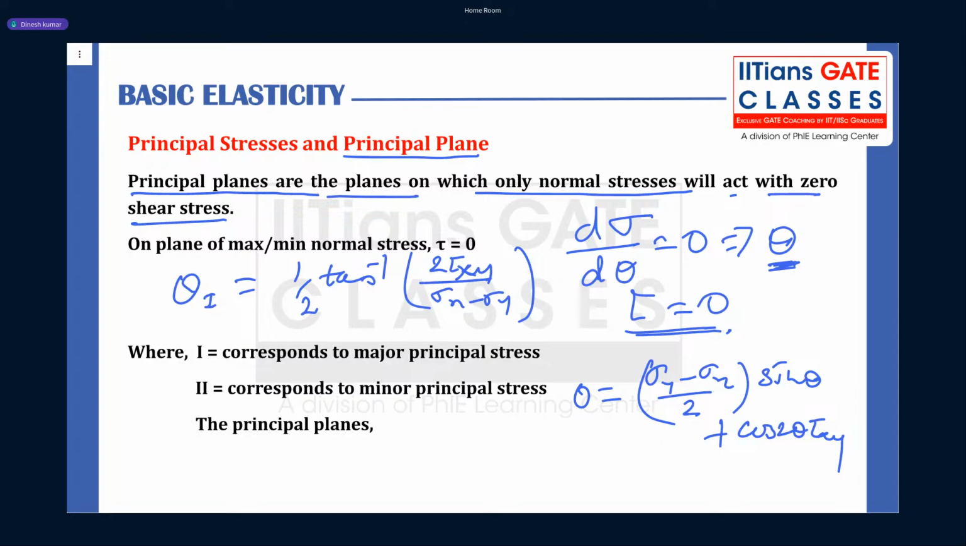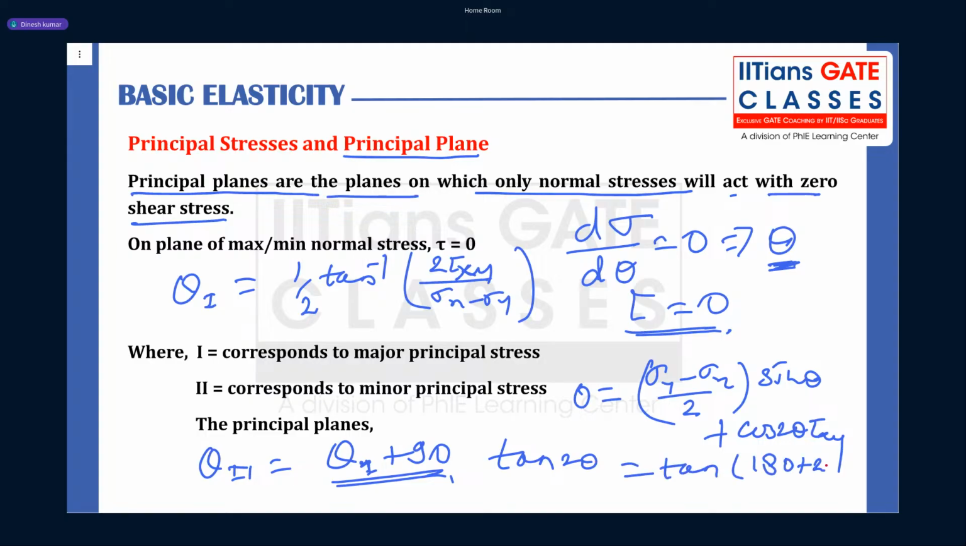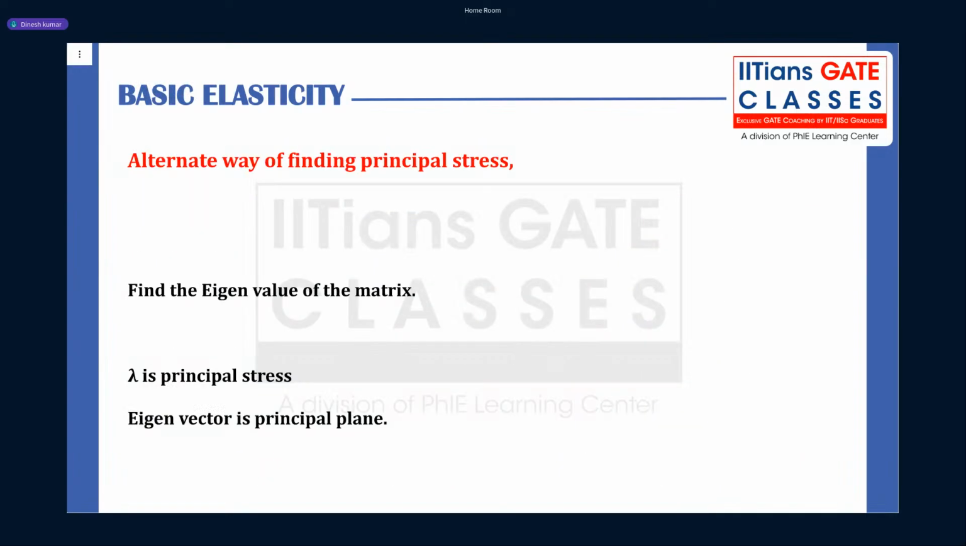So this is the first principal plane. What will be your second principal plane? Your theta 2, if you want to find, will be theta 1 plus 90 degrees, because we know tan 2 theta is the same as tan (180 plus 2 theta). So you get theta 1 and then theta 2.